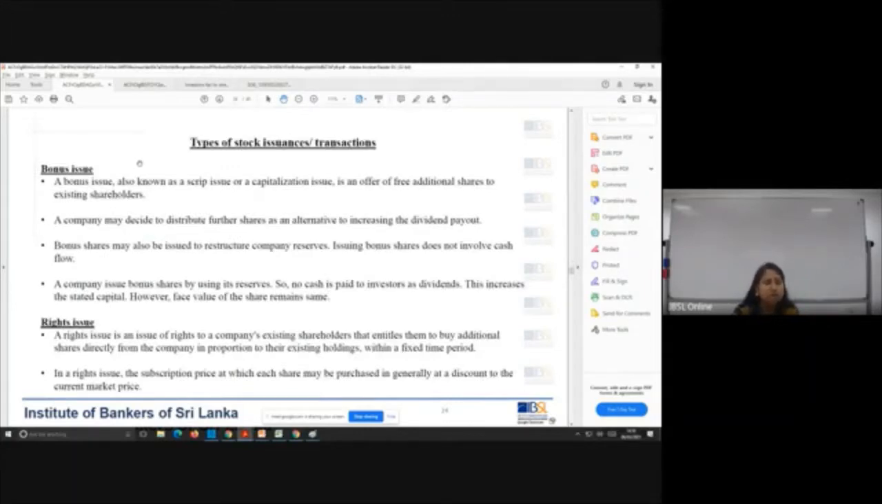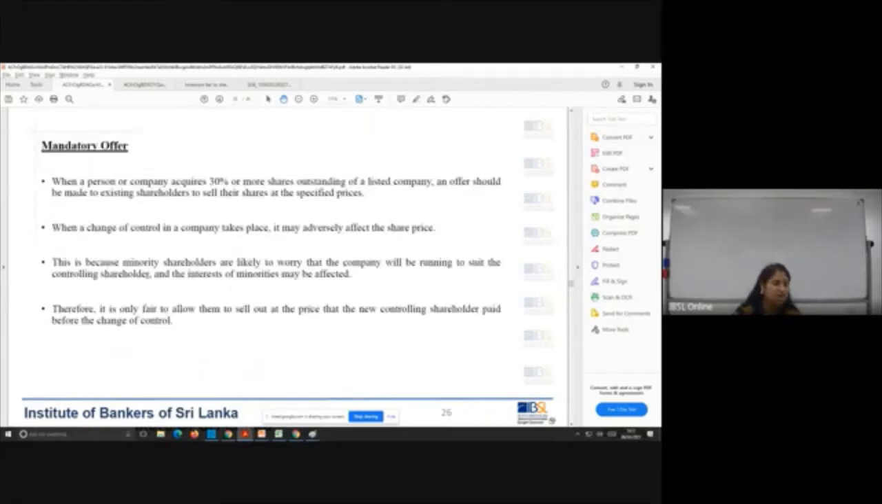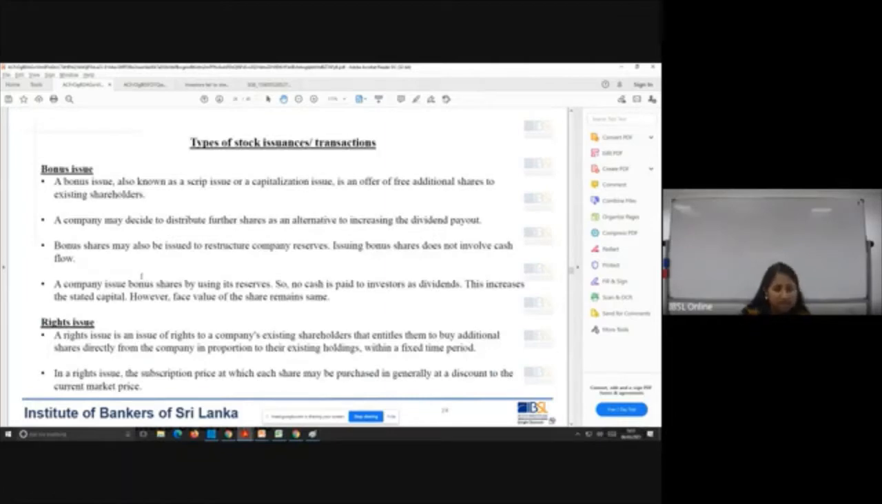Then you have types of stock issuances and stock transactions. First, we saw methods of issuing shares. Now, these are various types of stock issuances that happen in the stock market. You have bonus issue, rights issue, share split, stock repurchase, and even mandatory offer. These are various types of stock issuances and even stock related transactions that happen very frequently in our market.